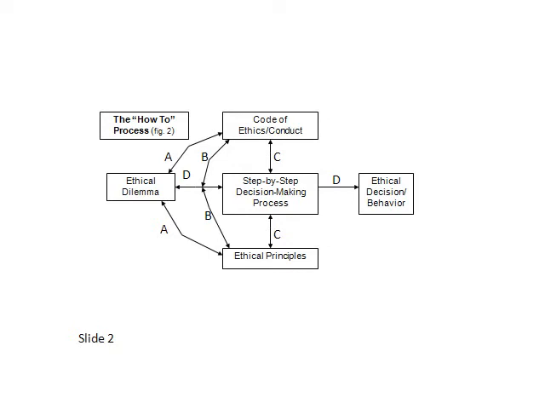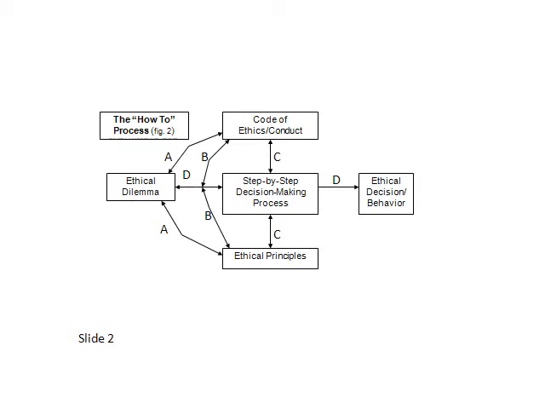Starting at the far left is the dilemma. You know that it is an ethical dilemma to the extent that you are aware of the codes of ethics and/or the ethical principles, as indicated by arrow A. Once the dilemma has been recognized, the step-by-step decision-making process kicks in, indicated by the arrow D, going from the dilemma box to the process box. Notice that the arrows point in both directions, as the code and the principles help identify that there is indeed a dilemma, and the dilemma is demanding attention.